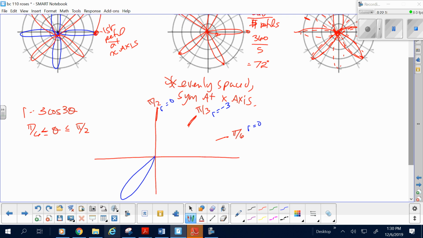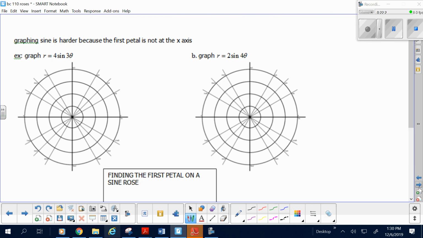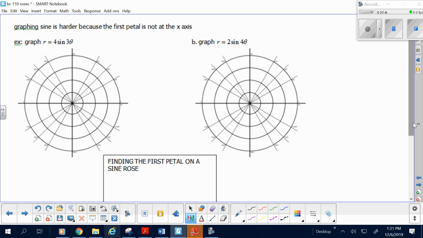All right. Let's go to sine. Sine's a little more complicated, but not a lot more complicated. The problem with sine is the first petal is not as easily located. Cosine's first petal is right away, it's 0. You're starting. But sine, not so much. So you should start by saying, how do you find the first petal of a sine rose? A petal, a max, a petal, actually, let's write it this way.